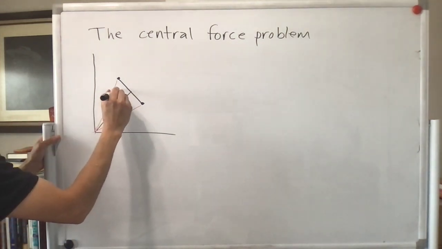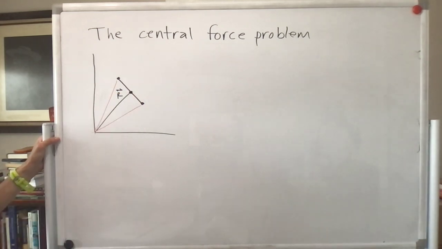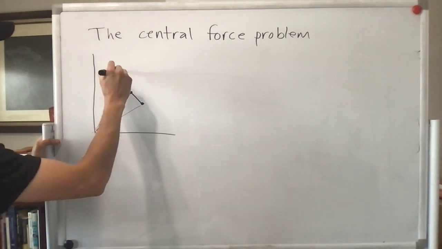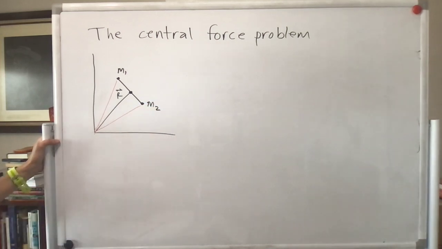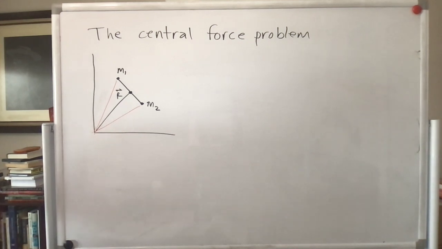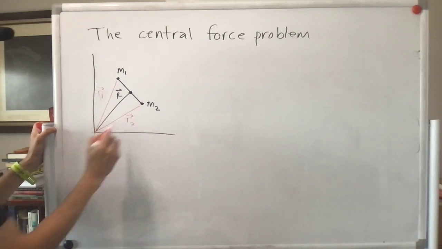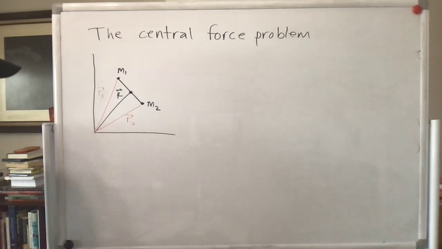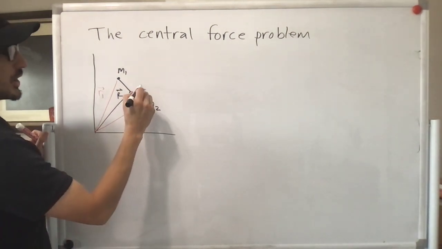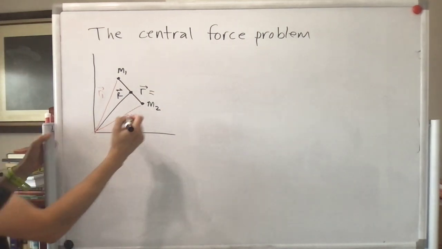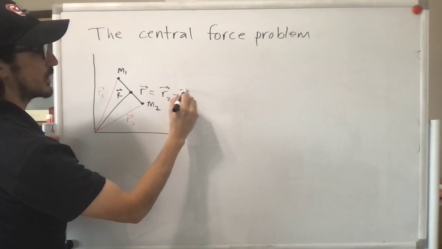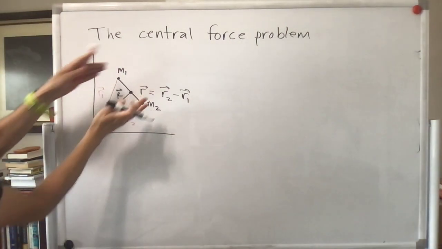So this vector, it's R from the origin to the center of mass of this rod, we can call it. Over here we have m1, over here we have m2. We have two masses. You can think about two planets, or, you know, the sun and the earth. This vector from the origin to mass 1 is small r1, and this one is small r2. This vector over here, small r, is r2 minus r1. This one minus this one, so it's this one over here.